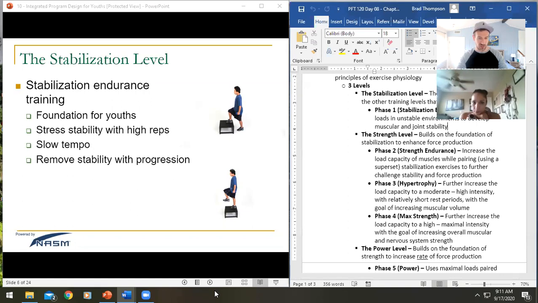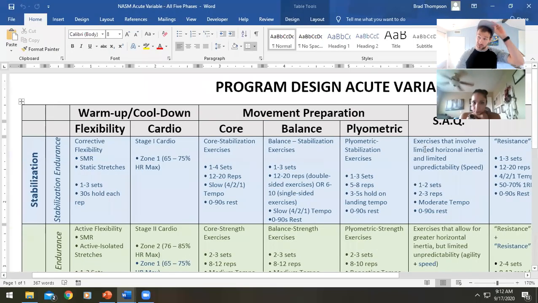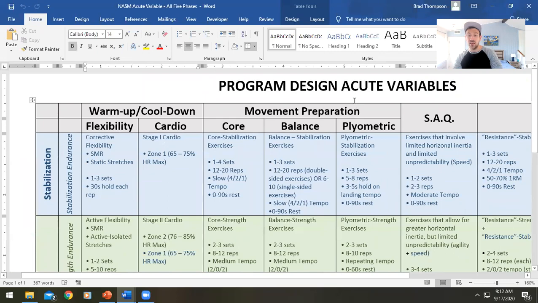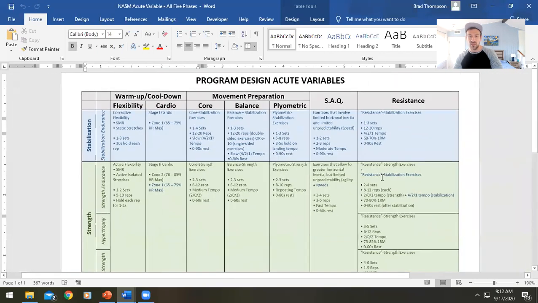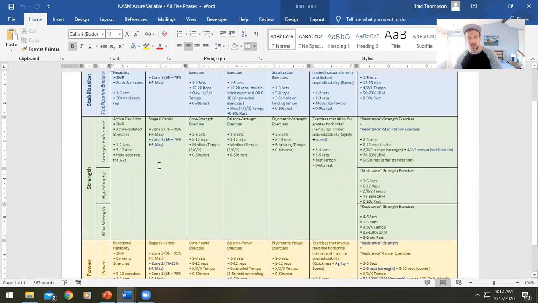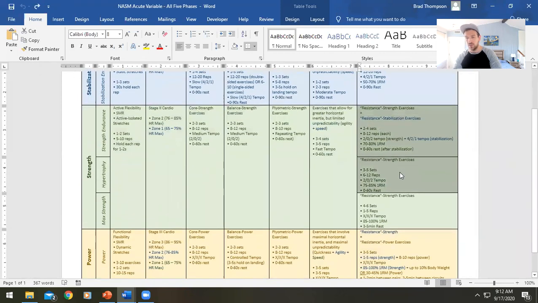Now, I do want to open up and take a look at some of our rules here for the stabilization level, because we can see here is our overall workout. Again, these are all of your program design acute variables for all 5 phases. And you'll notice we've got them broken down. The strength level kind of has some gaps in here, and that's because all of this is the same until you get to the resistance section. And that's where you're going to see some rules that are unique to each phase.